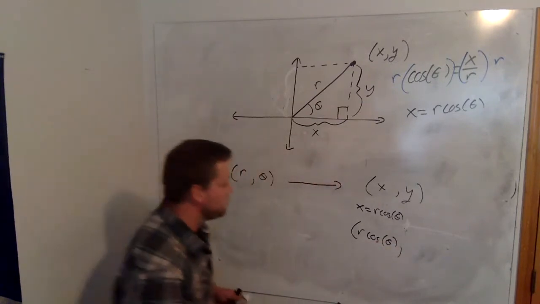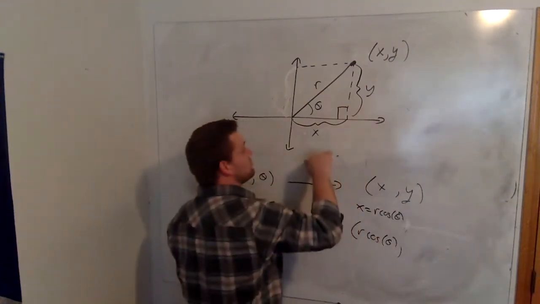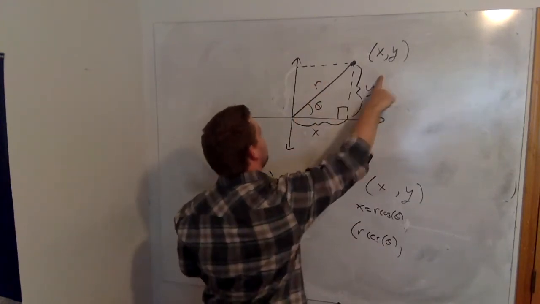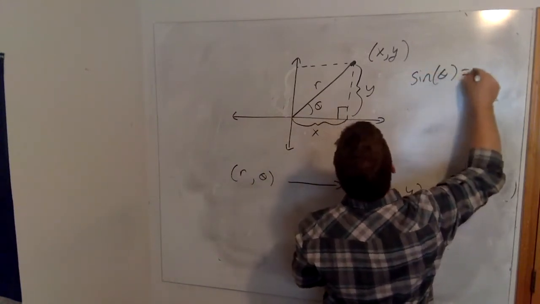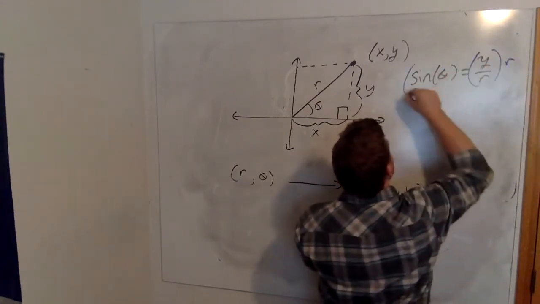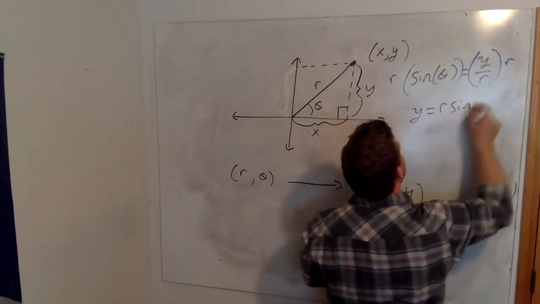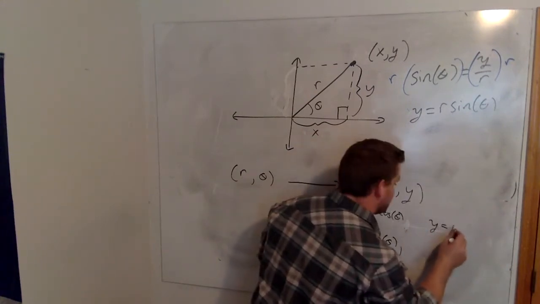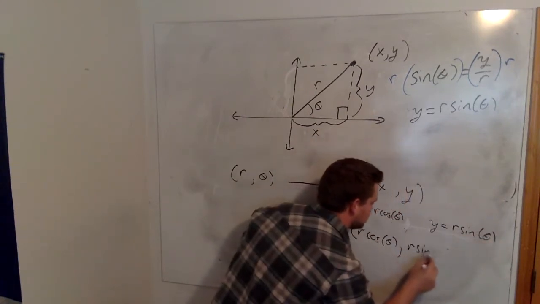And how about y? Can we find a relationship between r, theta, and y? Okay, so we need a relationship between, looks like the opposite side, the hypotenuse, and the angle. Well, opposite and hypotenuse reminds me of sine. So sine of theta is the same thing as y over r. So we could go ahead and multiply both sides by the radius. And we're going to get that y is equivalent to r times the sine of theta. So we have that our y coordinate is equal to r times the sine of theta, r sine of theta.